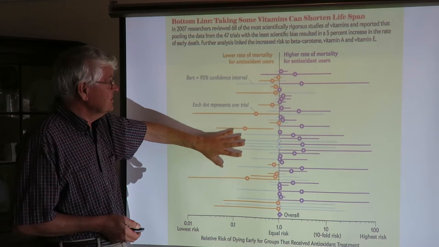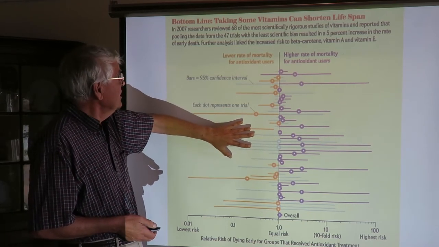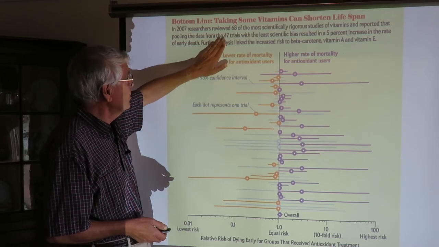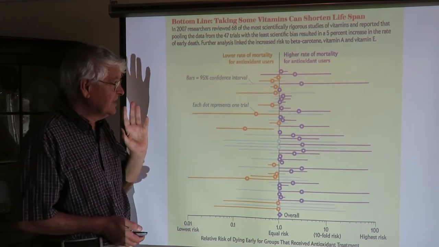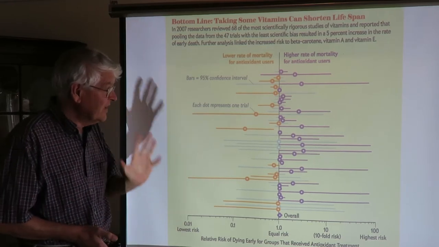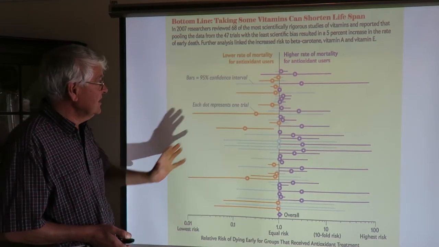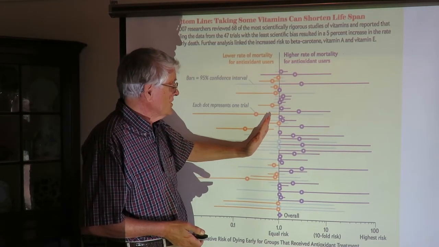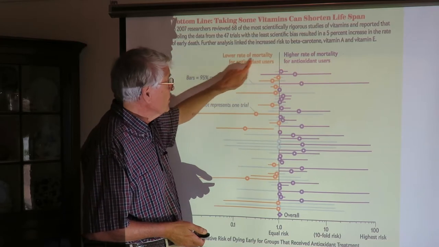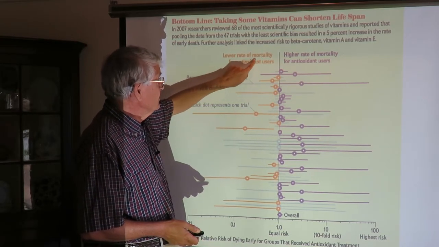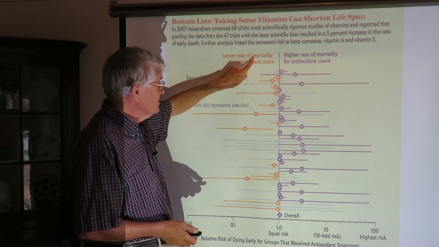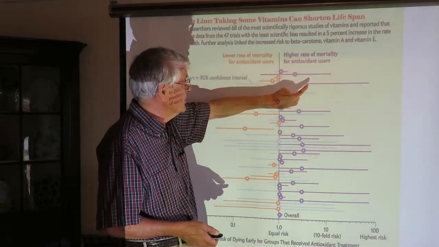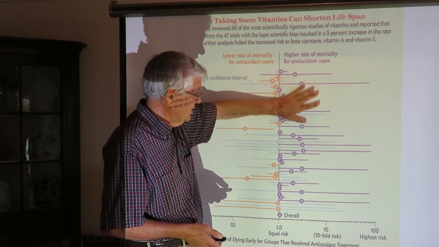And what I'm showing here is results from a publication in which they looked at 68 different scientific studies. They pulled out the 47 that they thought had the best controls, the best data in them. And then they plot them here for what was the effect of the antioxidants. Did it lower the rate of mortality, meaning lower death rate, the organisms lived longer, over here? Or did they actually see a higher rate of mortality, in which their life was shortened, as you see over here?